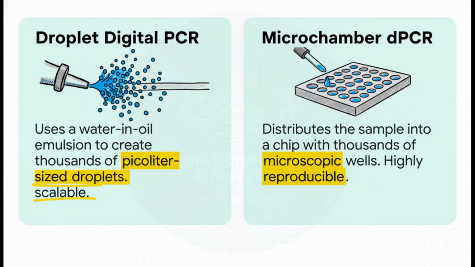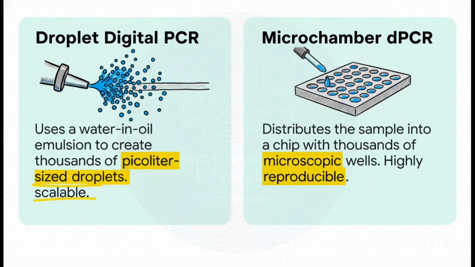Okay, now for the star of the show, partitioning. There are really 2 main ways to do this. First, you've got droplet digital PCR, or ddPCR. This is pretty cool. It basically mixes your sample with oil, creating thousands of tiny separate water droplets. Think of it like a vinaigrette salad dressing, but with each droplet being its own tiny laboratory.